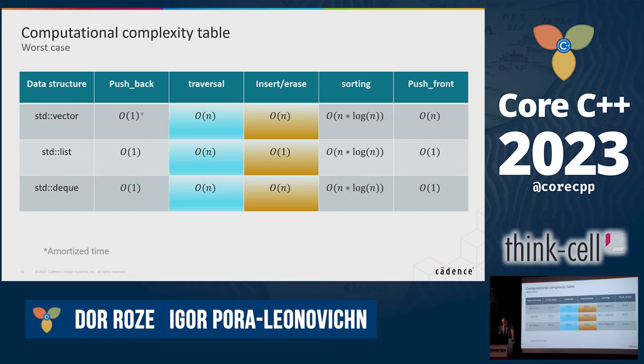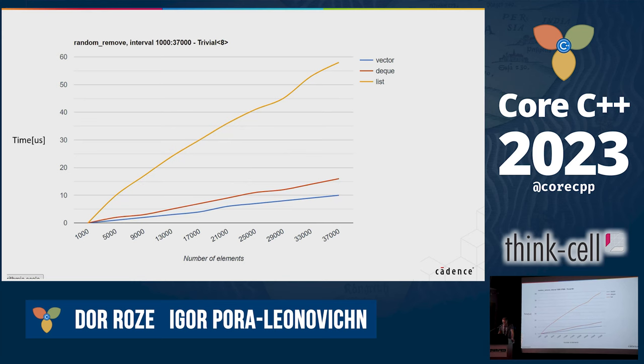But insert and remove are big O notation of N in vector and deque. In list it is simply changing the pointers, right? So it should be faster. But in fact, the results show it didn't compensate for the very slow linear search. Random remove is actually the same, similar to random insert.